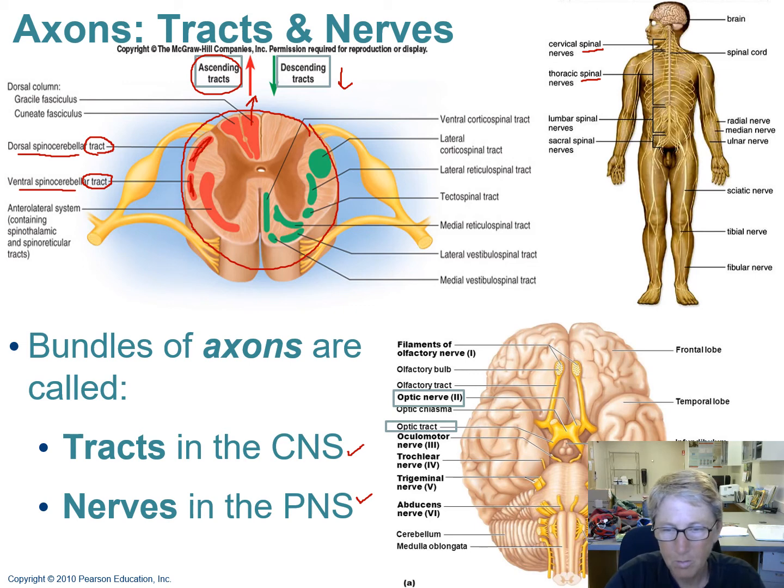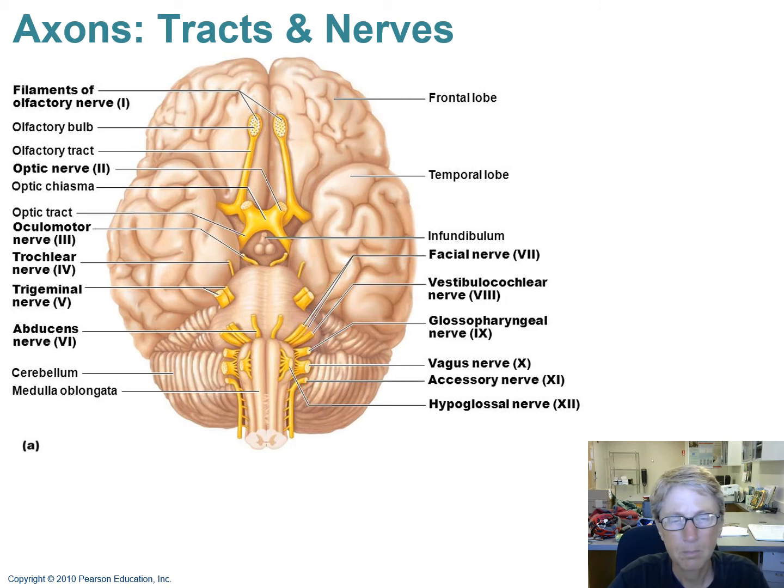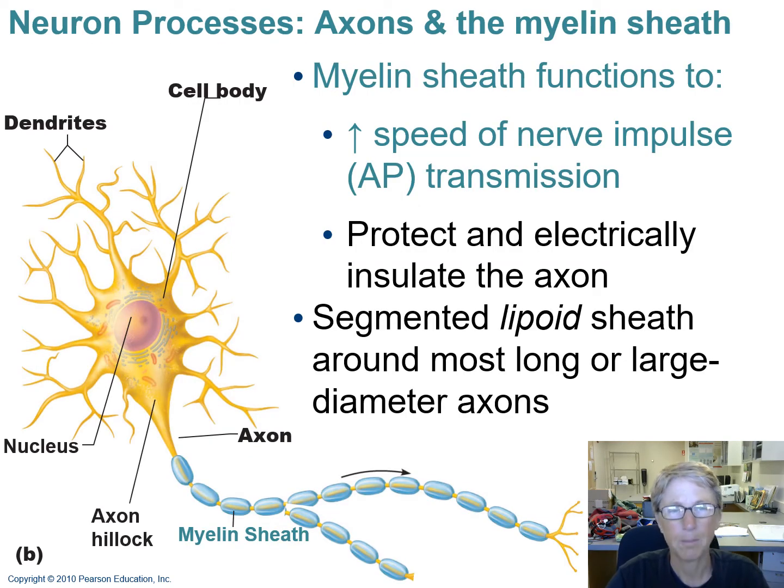And this just shows, here's the brain, and it shows some of the cranial nerves that we'll talk about when we do the brain. So for example, there's an optic nerve. So that would be the optic nerve right here. It's cut. That's the optic nerve. And so that would be a nerve in the peripheral nervous system. But then there's also an optic tract right here, and that would be a bundle of axons in the central nervous system.